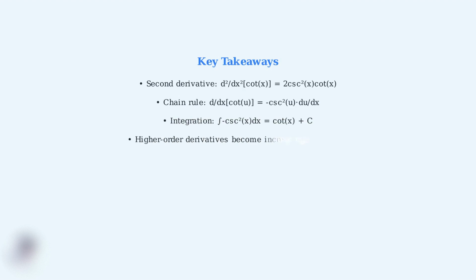These advanced considerations build upon our fundamental understanding of the cotangent derivative. The second derivative involves products of trigonometric functions. The chain rule extends our ability to handle composite functions, and the integration relationship connects differentiation with antiderivatives. Higher-order derivatives become increasingly complex, but follow the same systematic approach.